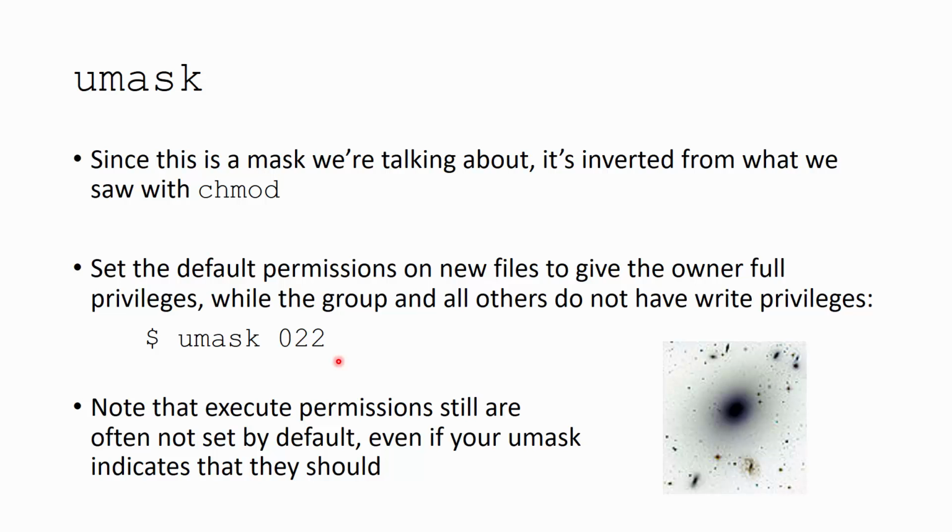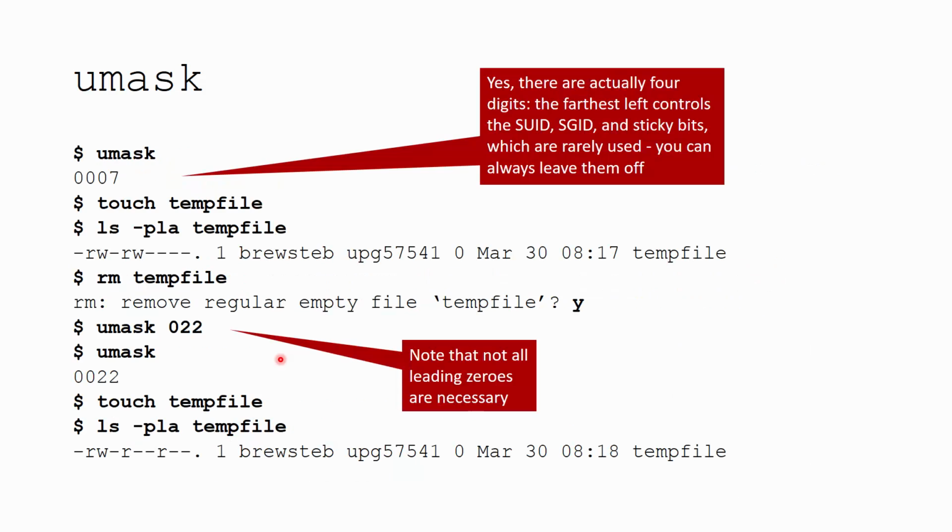The execute permissions often don't get set by default on new files, as maybe a security hazard. So even though you set 0 here, often you'll find that what actually happens when you create a new file is that it does not have execute permissions set. Let's run through a whole example of different umask settings. At the beginning here, if I run umask, this is what it might return, 0007.